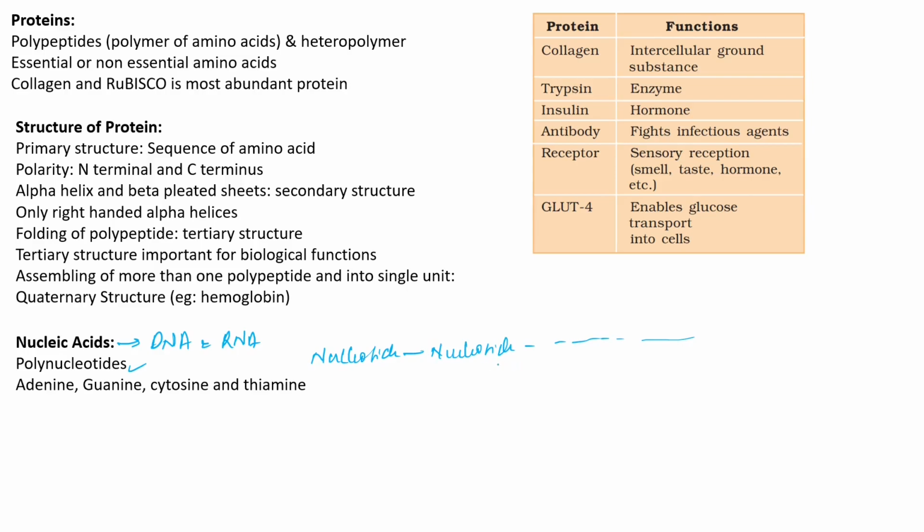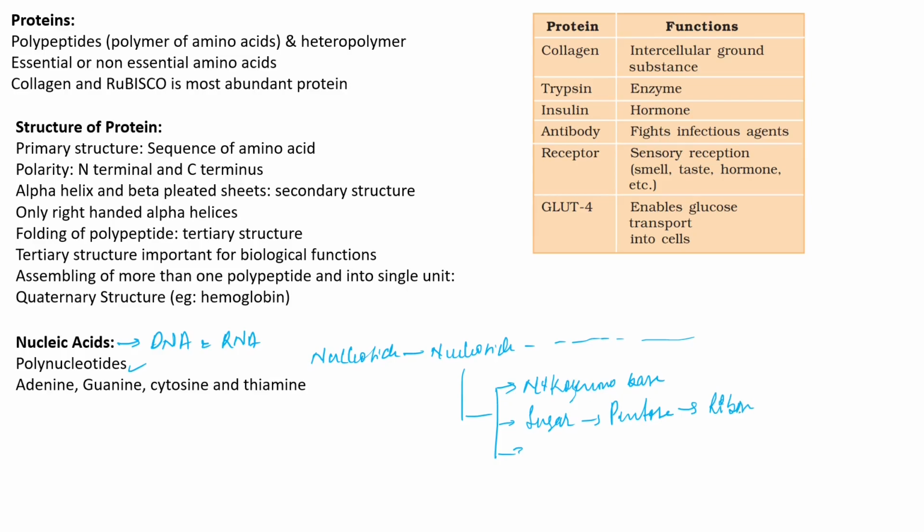Now if you consider the components of a nucleotide, we have discussed this in the earlier classes: a nucleotide is mainly made up of a nitrogenous base, and also a sugar. Generally the sugar is a pentose. An example of a pentose sugar present in nucleic acids is ribose.